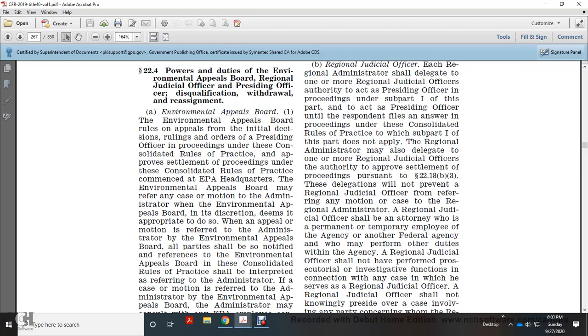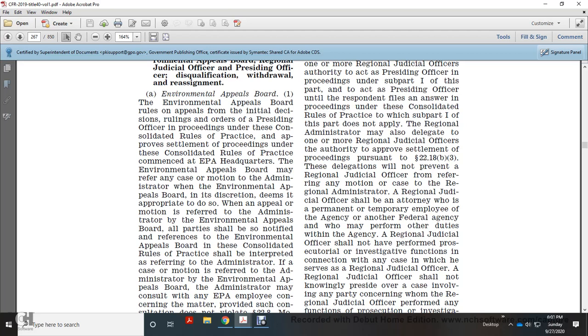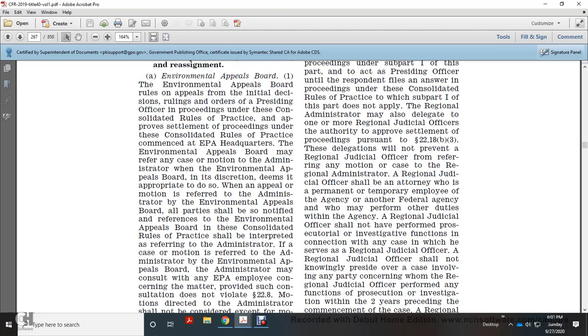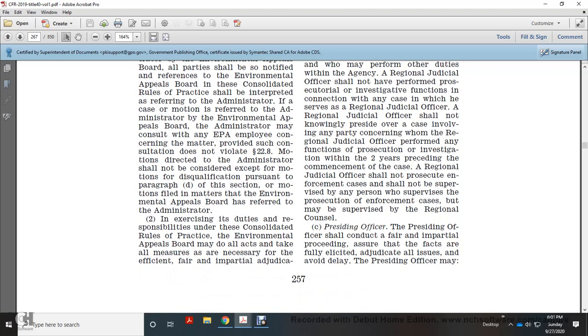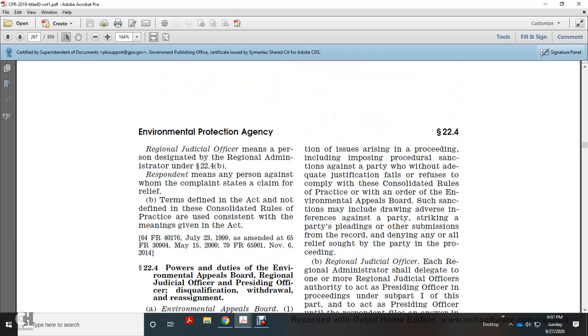In a case or motion referred to the Administrator, the Administrator may consult with any EPA employee concerning the matter, provided such consultation does not violate 22.8. Motions directed to the Administrator shall not be considered a basis for disqualification under paragraph (d) of this section. The Environmental Appeals Board, or the Administrator where referred, is responsible for these Consolidated Rules of Practice and may do all acts and take all measures necessary for the efficient, fair, and impartial adjudication of issues arising in a proceeding, including imposing procedural sanctions against a party who, without adequate justification, fails or refuses to comply with the Consolidated Rules of Practice or an order.